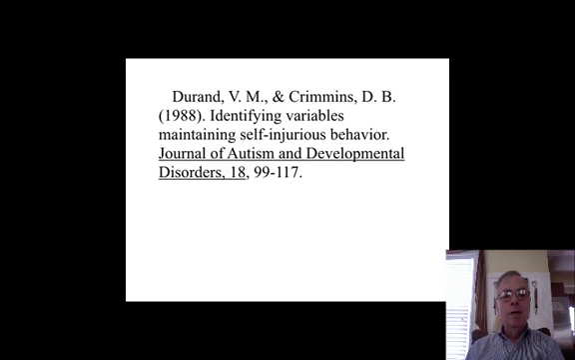Durand and Crimmins' article was titled Identifying Variables Maintaining Self-Injurious Behavior. It's interesting that Iwata did self-injury, Durand and Crimmins, and most others for a very long time only focused on self-injurious behavior and not aggressive behavior. I guess nobody really wanted to get beat up, but they wanted to be able to prove that there was a way to identify maintaining reinforcers.